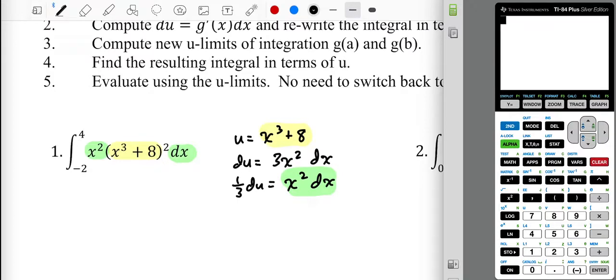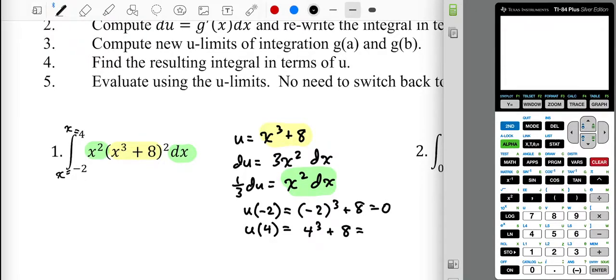Because these are x bounds, it would be easy to gloss over this, but this is from x equals -2 to x equals 4. My variable of integration now is going to be u. So I need to go from u equals something to u equals something else. I'm going to evaluate my u equation for -2 and 4. So -2 cubed plus 8 is 0. That's an improvement. 4 cubed plus 8, 64 plus 8 is 72. That is not an improvement.